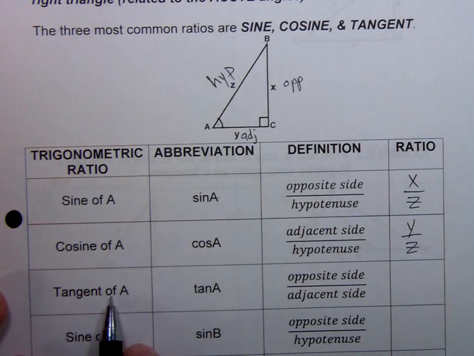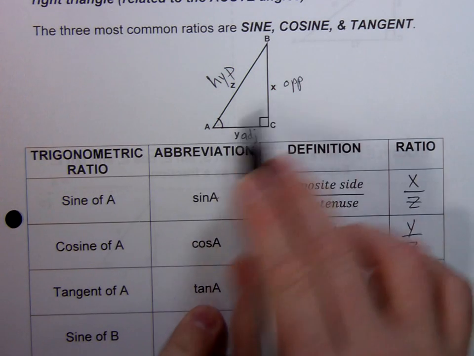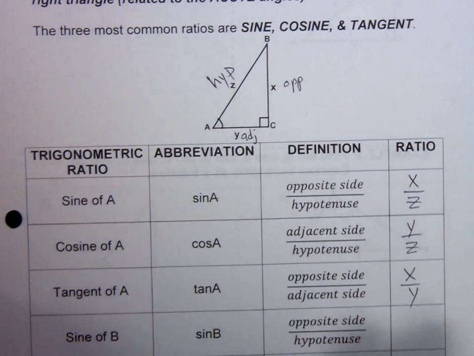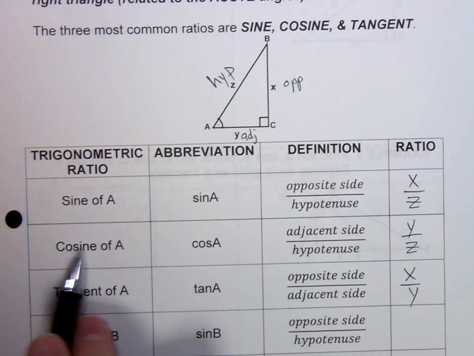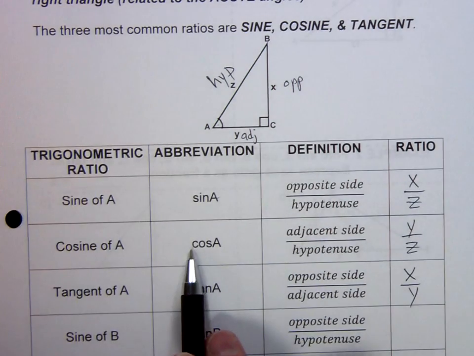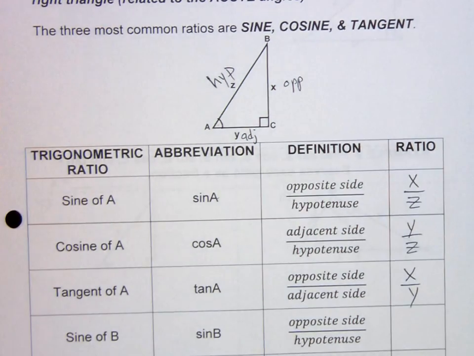Okay, tangent of A. Tangent is opposite side over adjacent side. Opposite angle A is x, adjacent is y. So that would be x over y. Again, these are the full words over here, and these are the abbreviations. Please make sure you're not saying cos and tan. It's cosine and tangent. These are just the abbreviations.